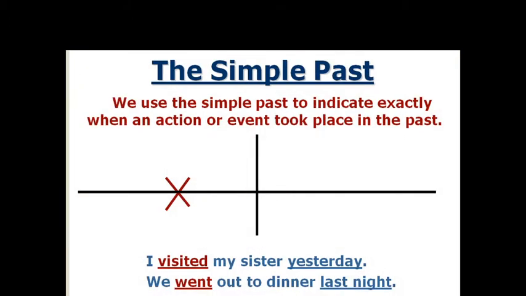We use the simple past to indicate exactly when an action or event took place in the past. Like, I visited my sister yesterday. Okay, not today. I visited my sister yesterday. We went out to dinner last night.